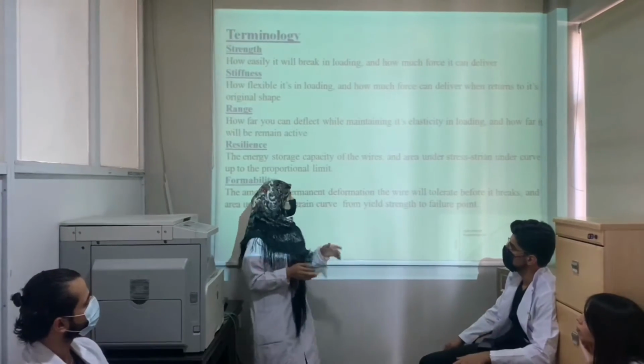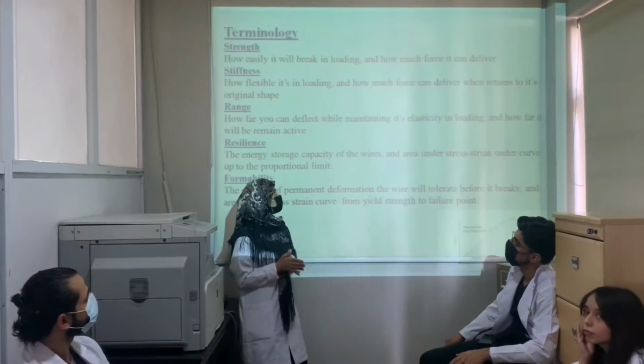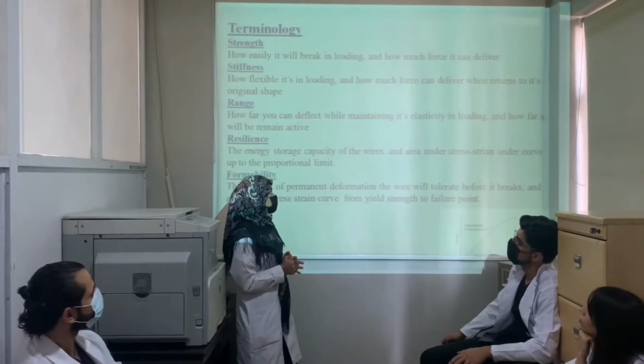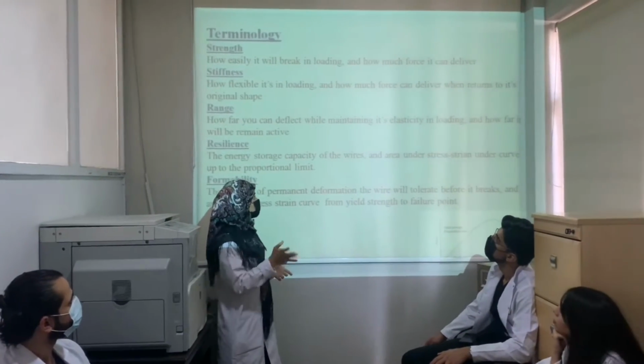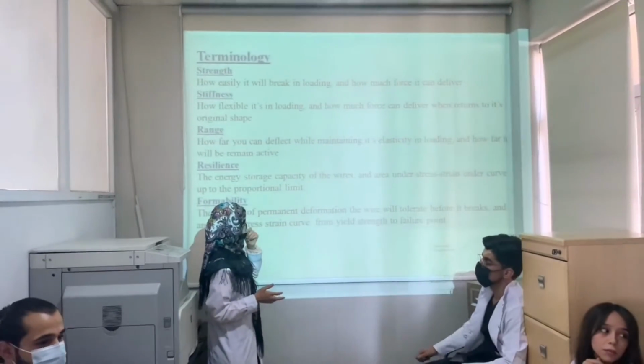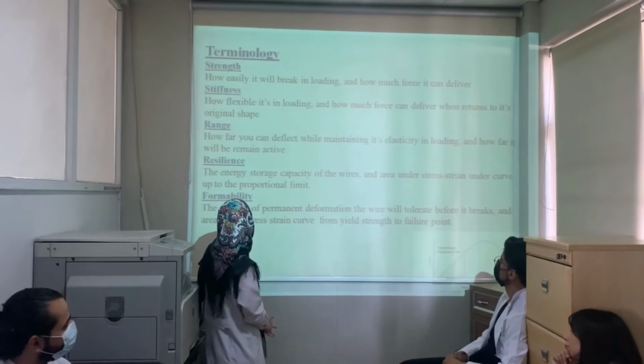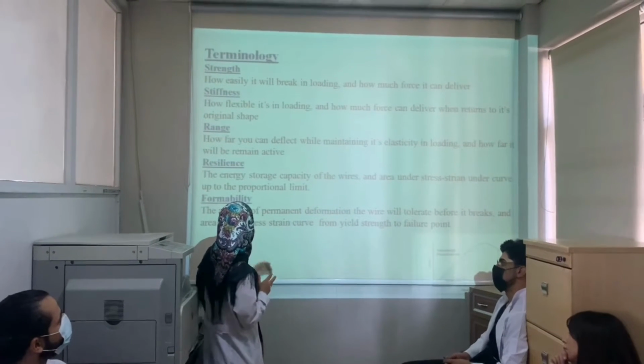We should know some terminologies when we compare two materials or two compositions of wire. When we say this material is better in strength, we should know this information in order to compare between materials and to know which one is better. The first one is strength. Strength means how easily it will break on loading.